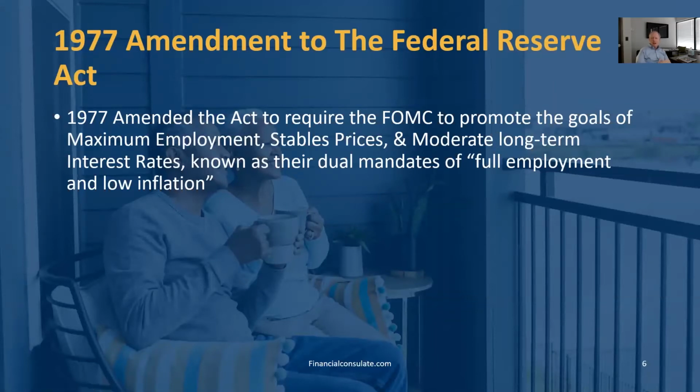So the 77 Act, inflation had been raging for some time, and so they came up with the dual mandates, full employment and low inflation. You'll hear that still referred to today, some people trying to get the Federal Reserve and the chair recently.